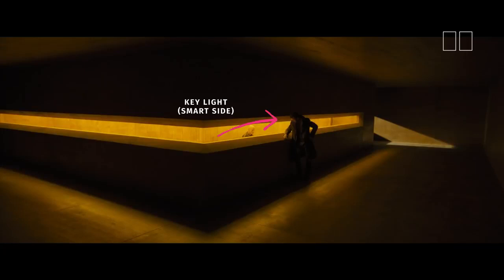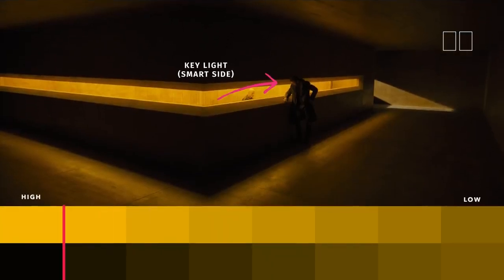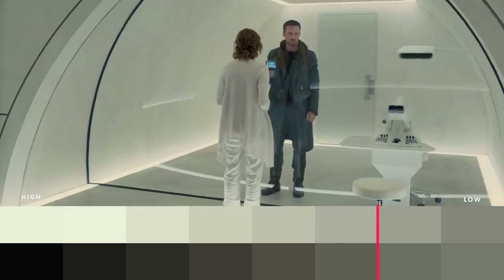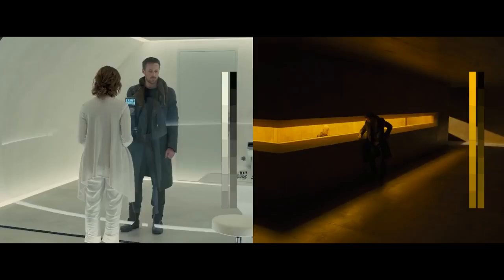In this master, the smart side key light establishes a dramatic contrast ratio because the foreground fill is barely existent. But in this scene, the fill side exposure has increased, establishing a low contrast ratio. So, the fill light is often taken for granted, but you can see how massively important it really is to set the mood.